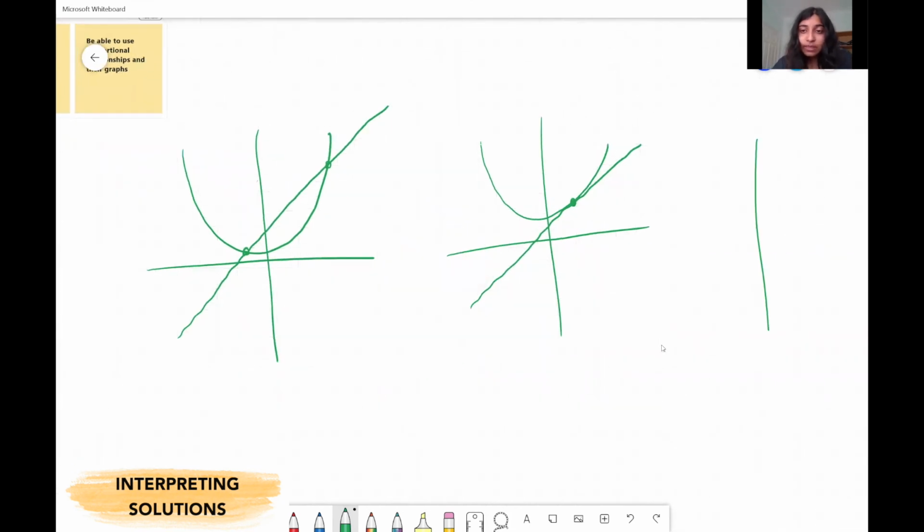And similarly, if there's a quadratic graph like this and the line goes like this, then there are no solutions to the equation because the lines don't intersect in any way. So if you ever have a question asking you to interpret the solutions of your simultaneous equations graphically, that's all you have to do. The number of solutions indicates the number of times that the linear and quadratic graphs cross, and how many points they intersect at.